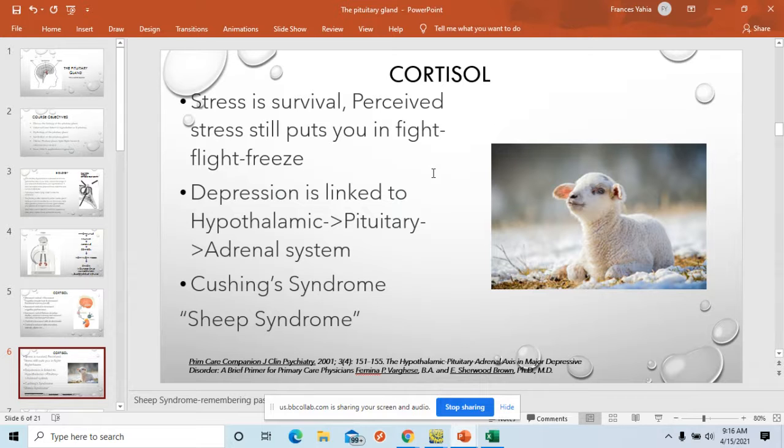Depression is linked to the hypothalamic pituitary adrenal system. The HPA is what we call this when the hypothalamus indicates the pituitary to send to the adrenals so that cortisol is released. This quote citation down here is an article from 2001 that links depression directly to this system. Cushing's syndrome is where people develop body fat around their extremities, and it is excess cortisol. And this brings me to sheep syndrome.